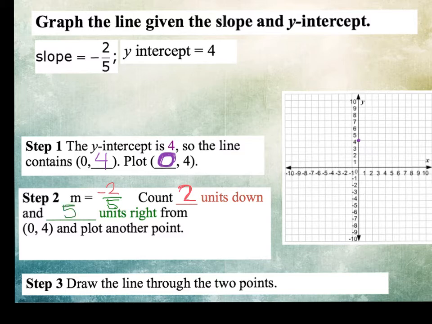Why are we going to the right and not to the left? And why are we going down instead of up? Think about that for a minute and look back in your notes on slope if you don't know the answer to that question. We're going to count down 2 units and 5 units to the right from point (0, 4), and we're going to plot a second point.